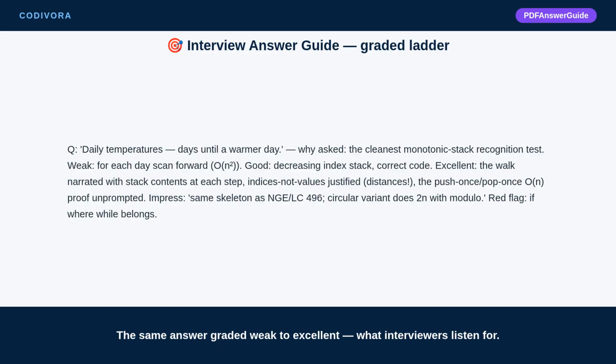The push once, pop once O(n) proof, unprompted. Impressive: same skeleton as Next Greater Element, LC 496. Circular variant does 2n with modulo. Red flag: if where while belongs.